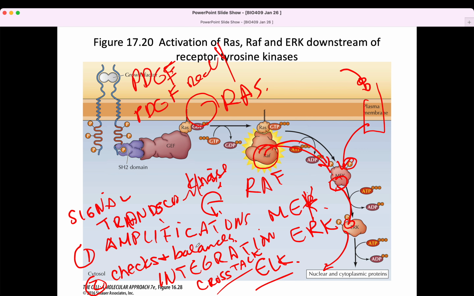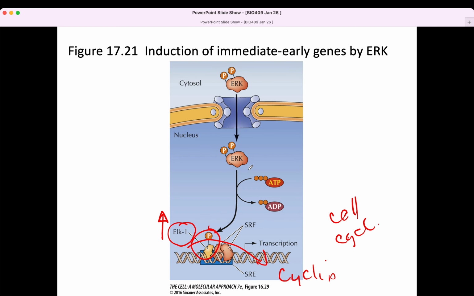And ultimately we get to ELK. And there's ELK, and ELK is a transcription factor. When phosphorylated, it binds this and goes on like that, okay? So that's our pathway and our cell response, and it's a genomic response, but also leads to the cellular response of going through the cell cycle.